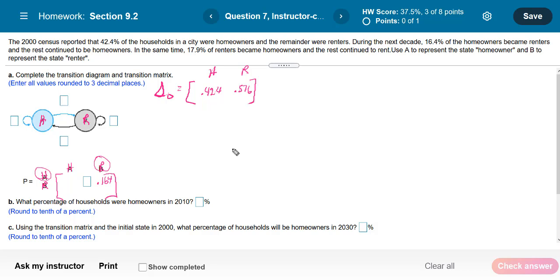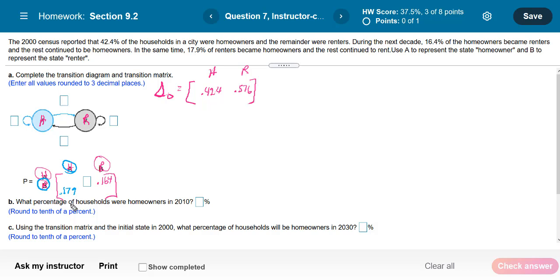We're told that 17.9% of renters became homeowners. Here are the renters, and they became homeowners. So this is the 17.9.